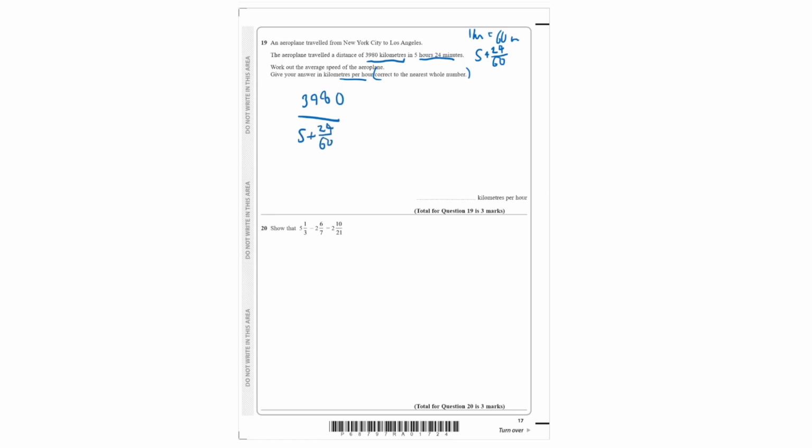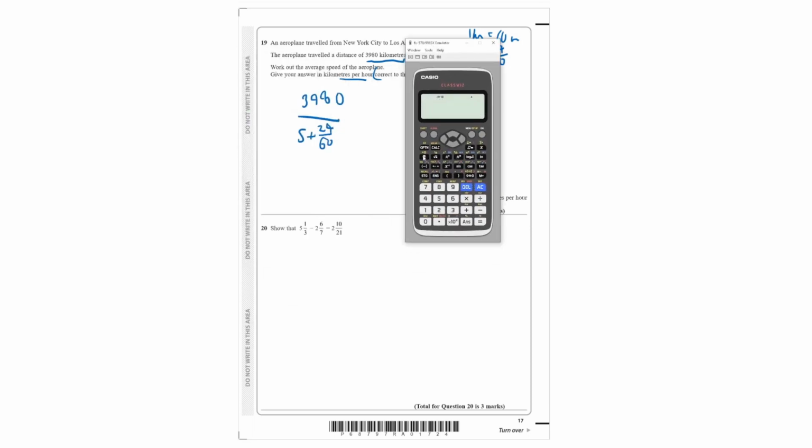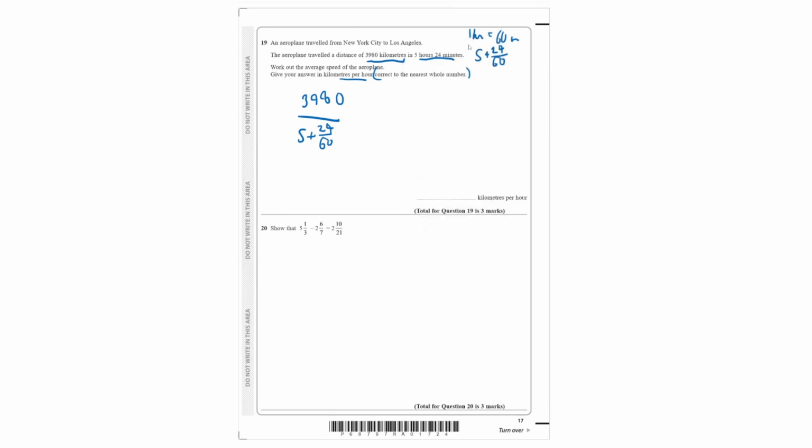And we can put this into a calculator to find our answer. We have 3,980 divided by 5 plus fraction 24 over 60. We get 737.03, 737.03 to the nearest whole number. Since this is 0, we round down, and we have 737 kilometers per hour.